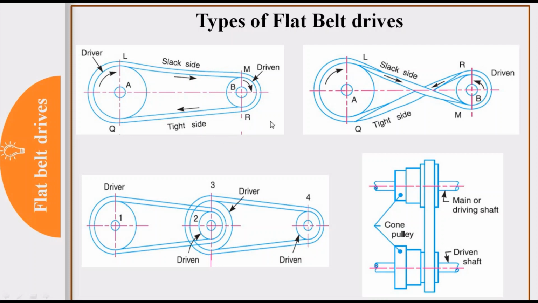अगर आपको दोनों शाफ्ट एक ही डायरेक्शन में रोटेट करने हैं तो then you can use open belt drive, and opposite to that there is a cross belt drive.